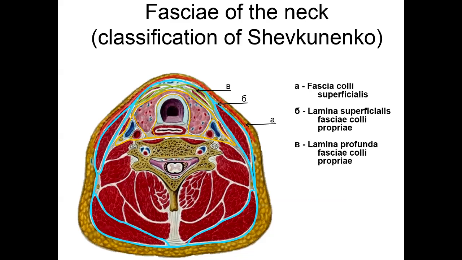And now I use the yellow color. Yellow color demonstrates fascia endocervicalis. We can say fascia endocervicalis surrounds the organs of the neck and neurovascular bundle of the neck. Here it is, vena jugularis interna and arteria carotis communis and nervus vagus.